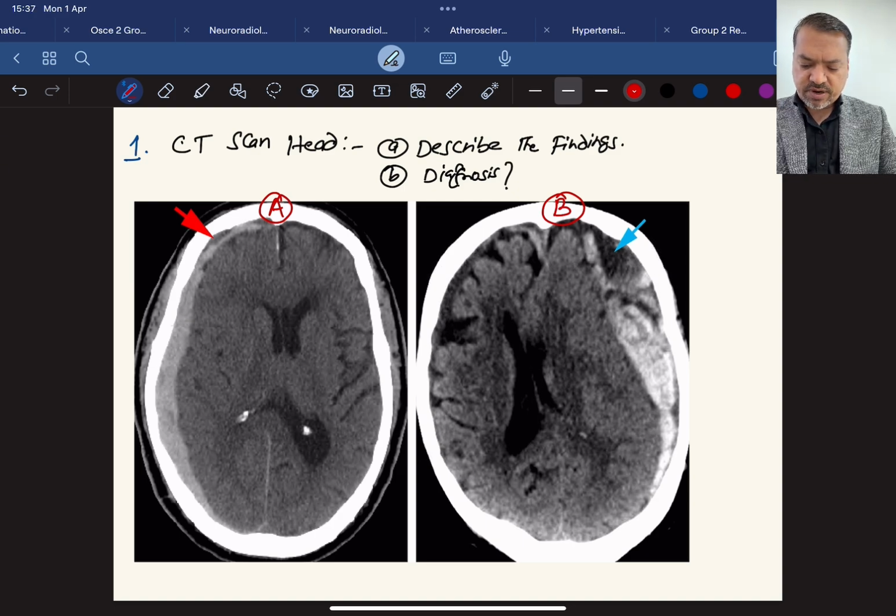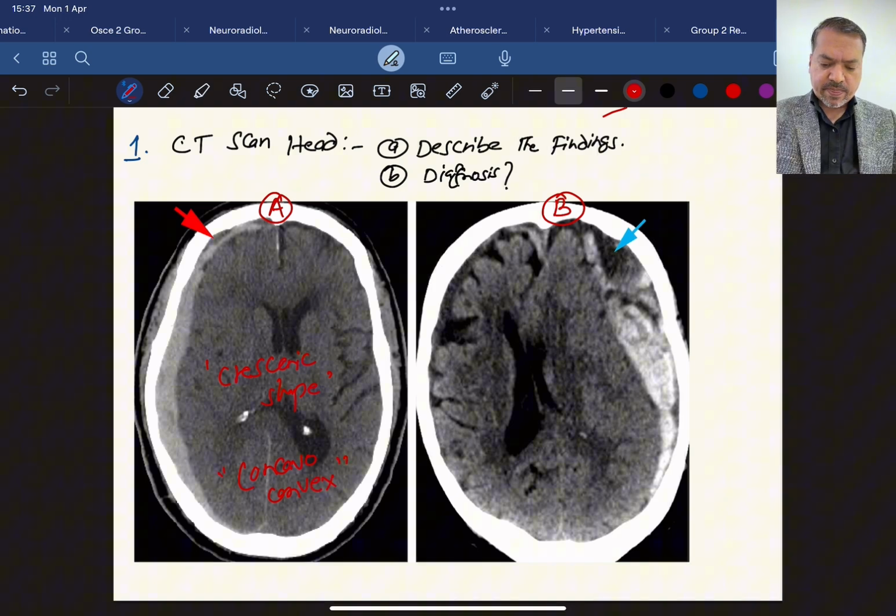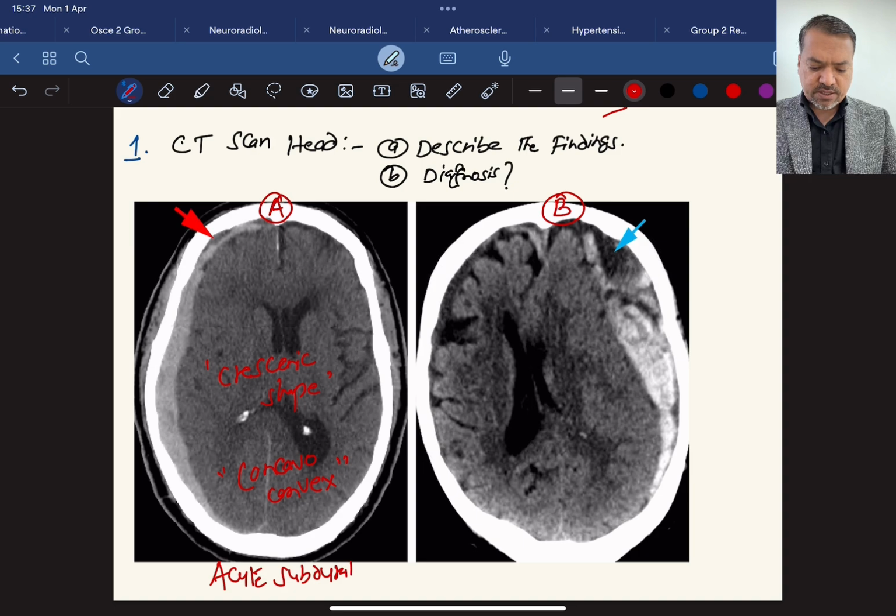Now what is this typical finding here? This is a crescentic shape of the bleeding. Another important thing is that it is also known as a concavo-convex appearance in the CT. So this is an acute subdural hemorrhage. If you come across a case like this, this is called acute subdural hemorrhage.